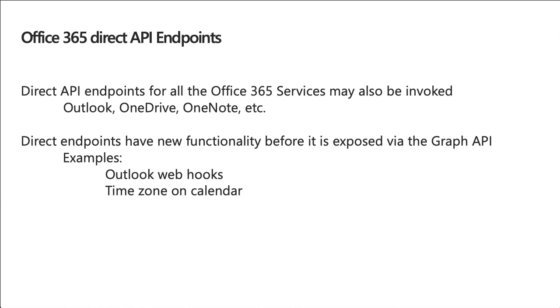One thing to keep in mind, though, is that because it's a proxy, you may see new functionality and features show up in these downstream endpoints prior to when they show up inside of the Microsoft Graph. That makes sense because the Microsoft Graph is a proxy and it can't expose functionality that doesn't exist downstream in one of the services that it's proxying. So you may have to wait a little bit for it to show up either in the beta endpoint or in the V1 endpoint of the Microsoft Graph. Some examples of this are webhooks when they were introduced to Outlook, and also when time zone support was introduced for calendar items.